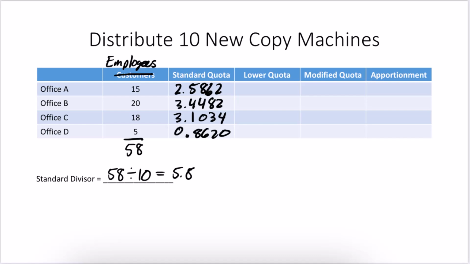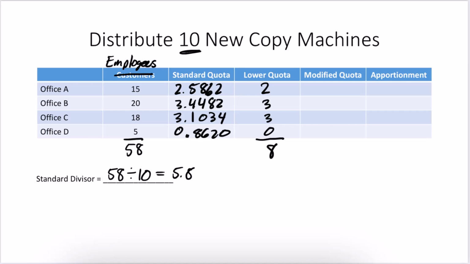But obviously you can't send 2.5 copy machines to an office, so we're going to round all of the decimals down, which gives us the lower quota of 2, 3, 3, and 0. And so that means each of the offices will receive at least this many copy machines, but they may receive more depending on what their decimals are. So once we found the lower quotas, we're going to add them up to see how many copy machines are already distributed. So 2 plus 3 plus 3 is 8, which means that I still have 2 more copy machines left to distribute, because this lower quota distributed 8 of them, but I have 10 copy machines to distribute.